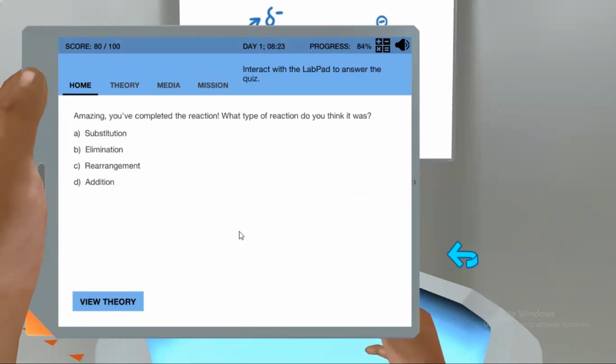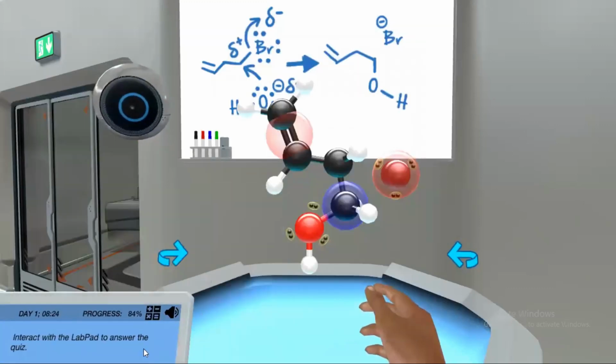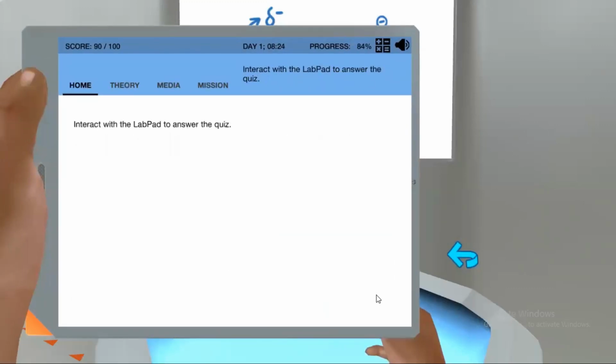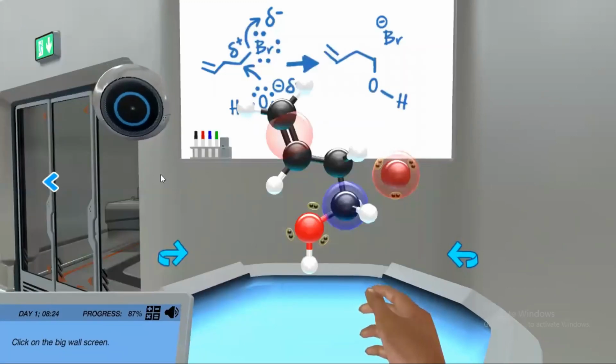Amazing. You've completed the reaction. What type of reaction do you think it was? Yes, well done. It is a substitution reaction because one part of the molecule has been substituted for something else. Generally, reactions of organic compounds are divided into 3 main types: additions, eliminations, and substitutions. Let us look into these reaction types in a little more detail. You can see them on the large screen. Click on the big wall screen.